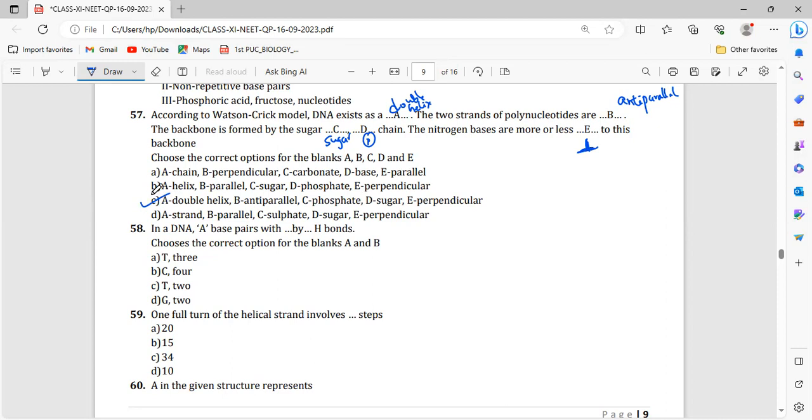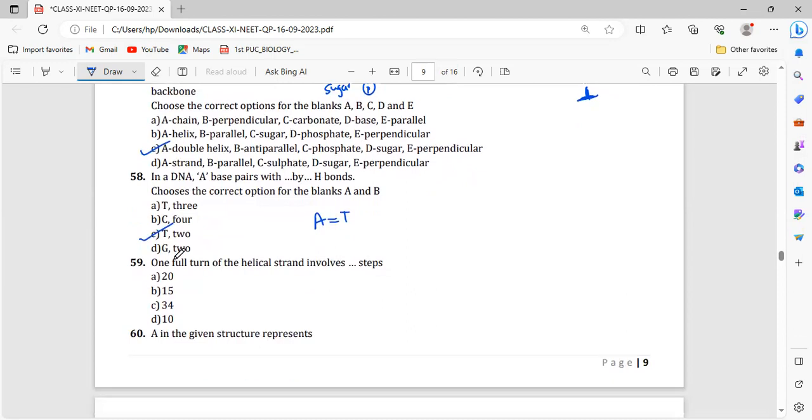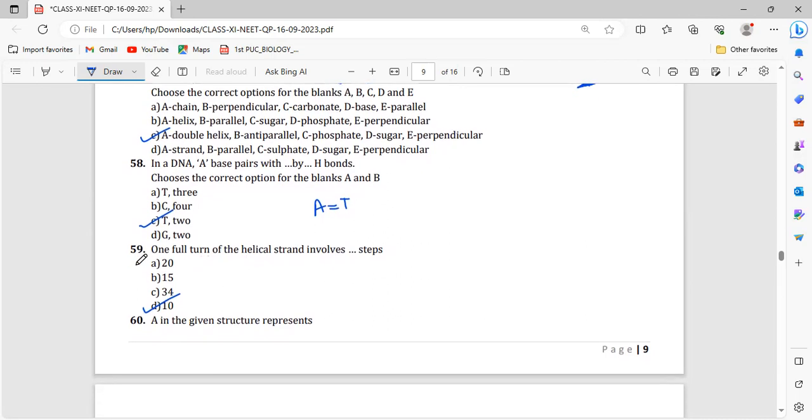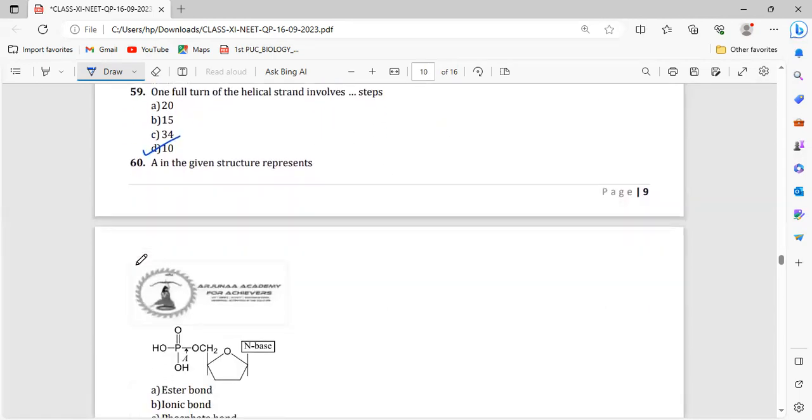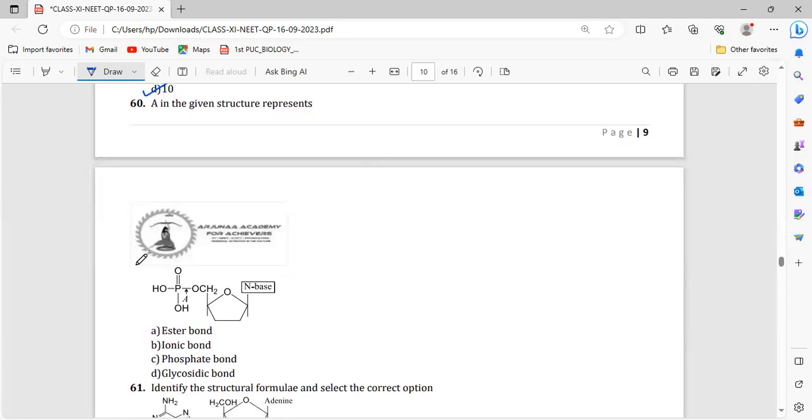58. In DNA, A base pairs with T, and between A and T there will be two hydrogen bonds. One full turn of the helix involves 10 steps, so 10 base pairs will be there. Next, 60. A in the given structure represents which bond? It is the phosphoester bond. It is option A.